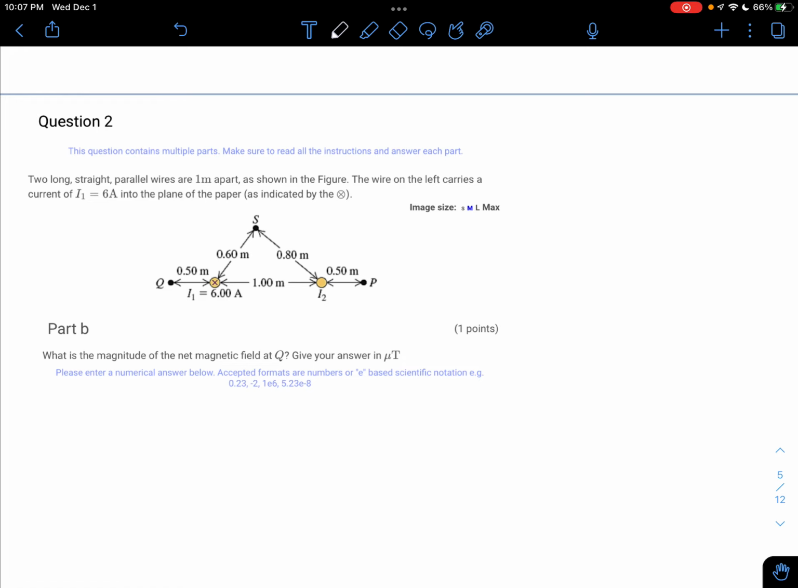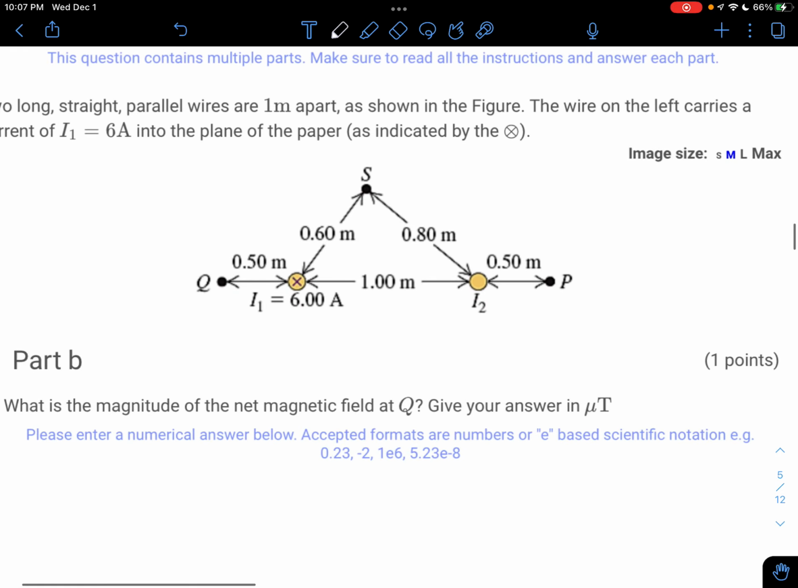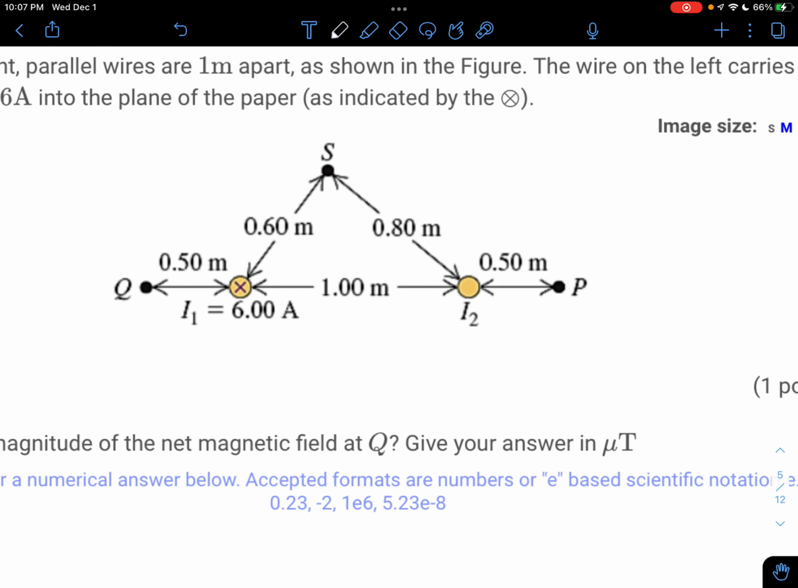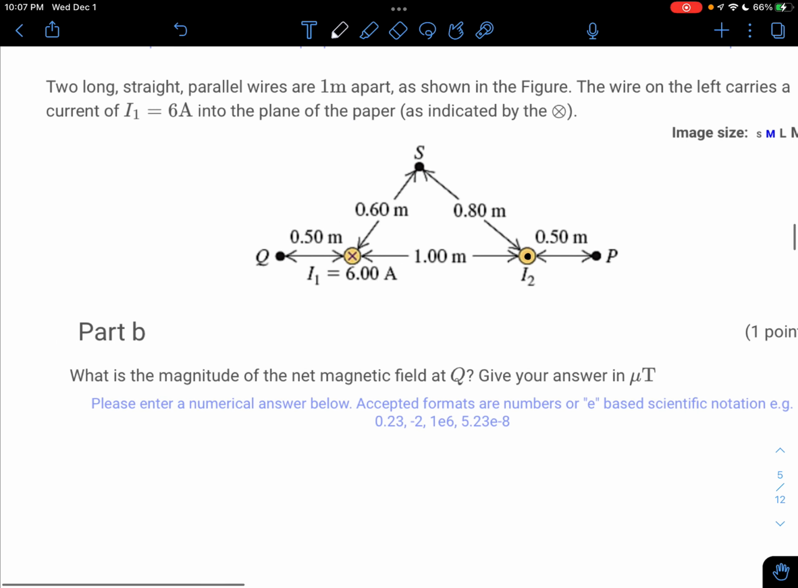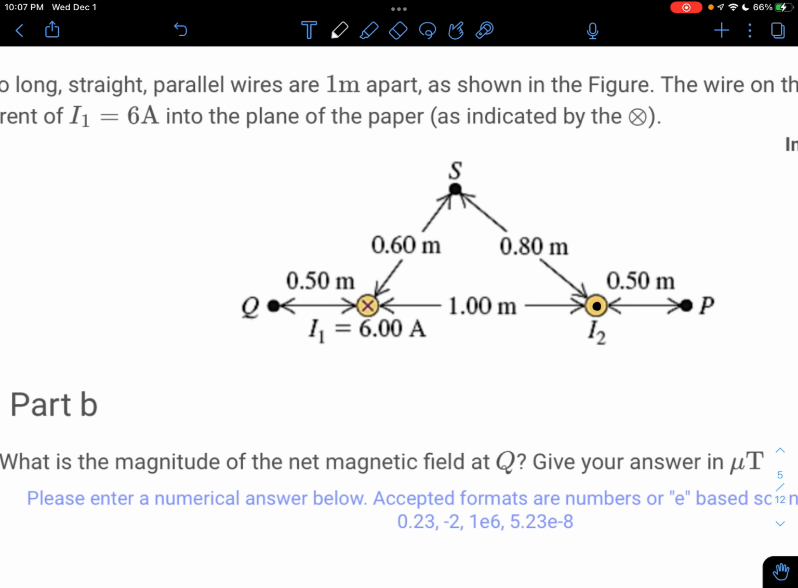What is the magnetic field at Q? So this one, we're assuming that our math from the first one was correct, which it was. I promise you it was. So now we're just trying to find the magnitude of the net magnetic field at Q. Same thing: this one going into the page, going clockwise. This one's going counterclockwise, it's coming out of the page. That is a god-awful looking arrow.